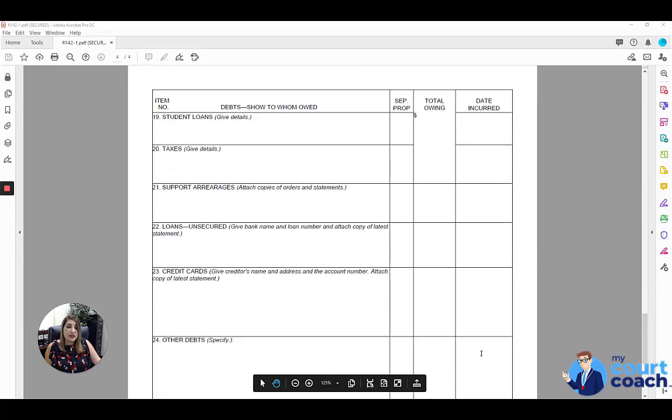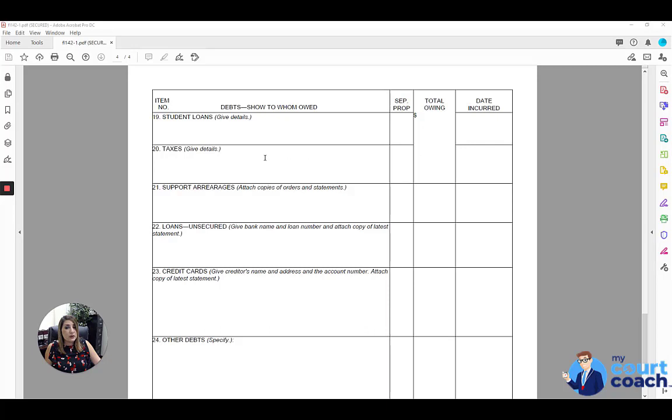Finally, the last page addresses debts. So at the very top, if you have student loans, you want to list who that loan is to, and then list the amount owing and when it was incurred. If you owe taxes, then you want to list the taxes and total amount owing and the date incurred, so whatever year taxes you owe for.